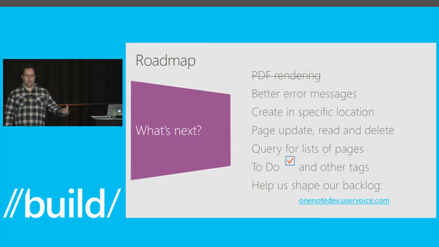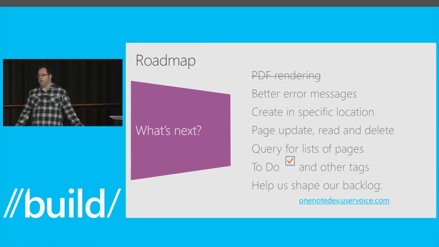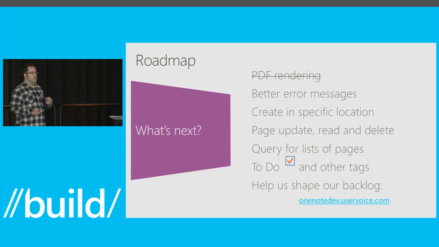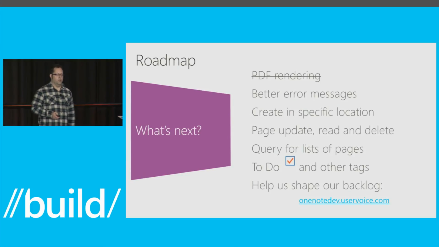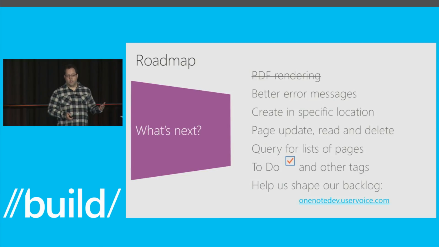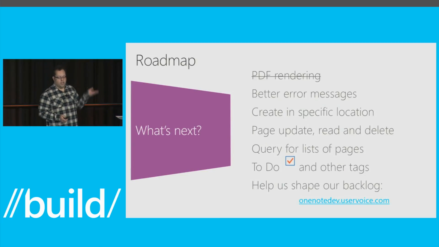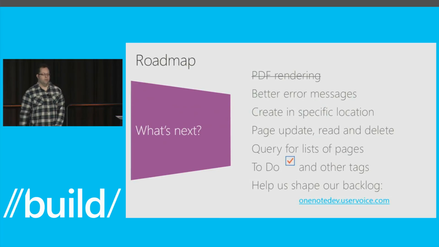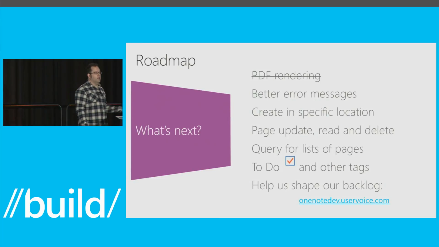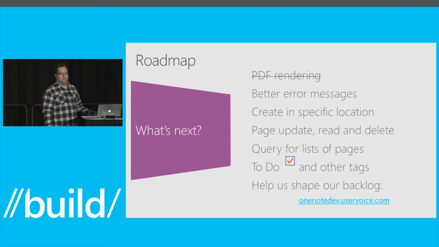Obviously, then we need to flesh out our CRUD model. So you can create a page with our current API. You need to be able to update pages, read them, and delete them. And equally, you need to be able to go and query and find pages that match a certain set of criteria to be able to do those operations on them. In terms of page content, to-do, as I say, probably rising up the list because of UserVoice. But I really want you to, and I really mean this, to help us shape the backlog. We are going to listen. We are going to change priorities based on what people tell us in the community.